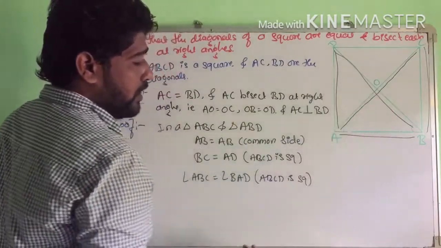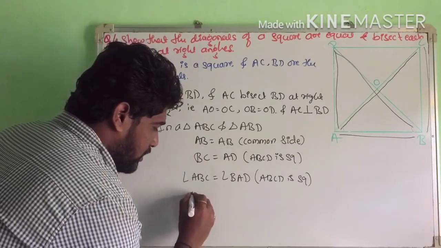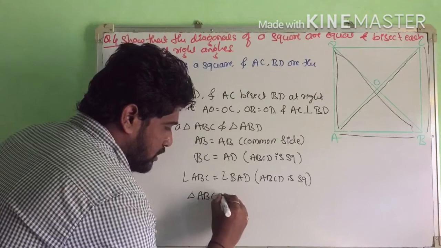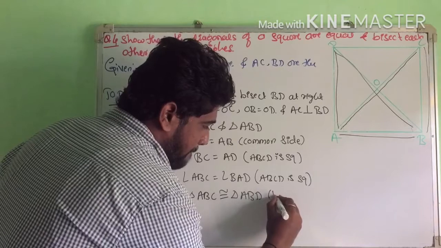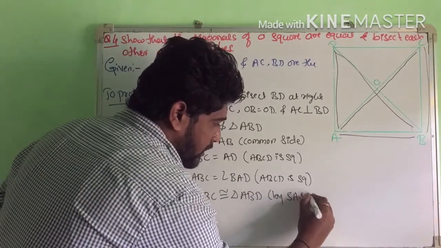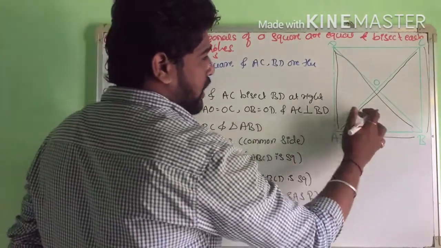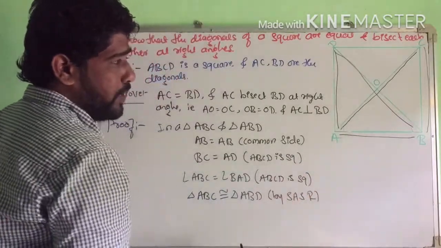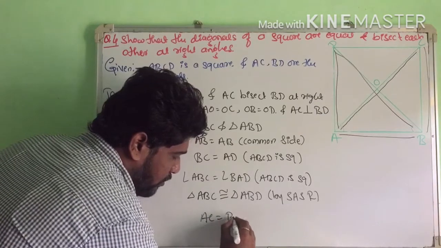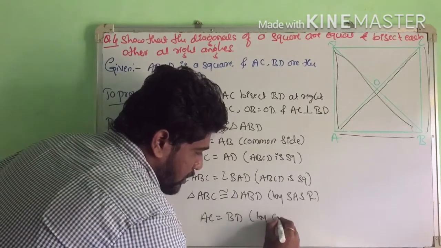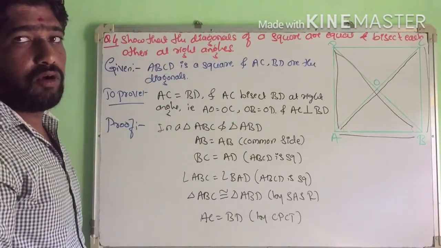So these two triangles are congruent to each other by SAS, right? The triangle ABC is congruent to the triangle ABD by SAS, the side angle side rule. These two triangles are congruent to each other, which means their corresponding parts are equal. AC is equal to BD by CPCT. So here we proved the diagonals are equal to each other.